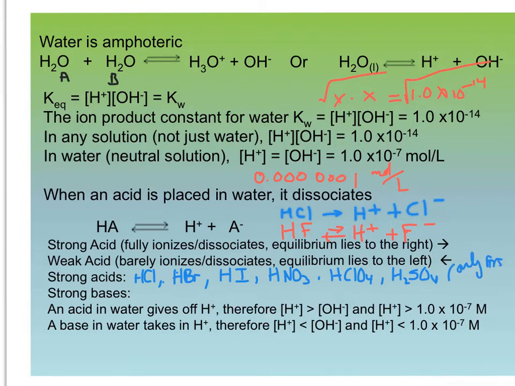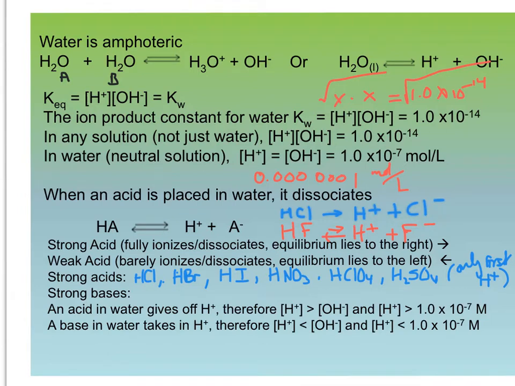Only first H plus is strong. What does that mean? That means that, remember, this is diprotic, which means it can give off 2 H pluses, right? So first it can give off H plus and HSO4 minus, and then the HSO4 minus can give off an additional H plus and SO4 2 minus. So the first one goes to completion to give off an H plus. The second one is weak. It's an equilibrium.